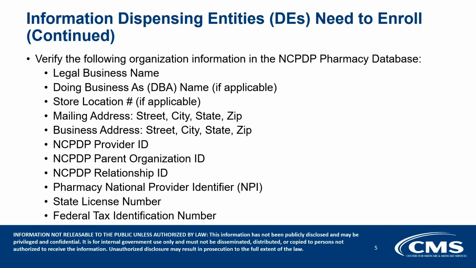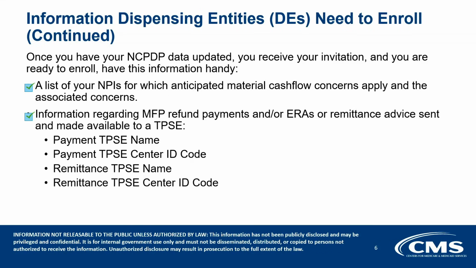You will also need to verify the following organization information in the NCPDP pharmacy database: legal business name, DBA name, store location number, mailing address, business address, your NCPDP provider ID, parent organization ID, relationship ID, and then your pharmacy national provider identifier, your NPI, your state license number, and your federal tax identification number. Once you have your NCPDP data updated, you will receive your invitation and you are ready to enroll.